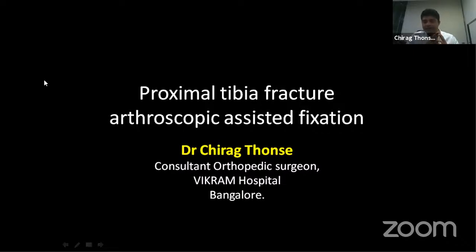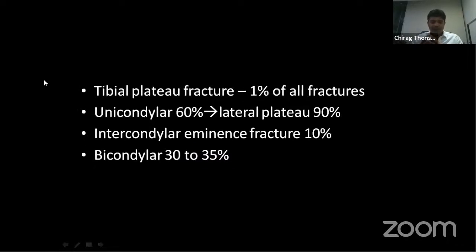A proximal tibial fracture, as we all know, let's look into the incidence of what kind of injuries we see on a routine basis. A tibial plateau fracture accounts for 1% of all fractures in the body, and out of that, about 60% are unicondylar fractures, and out of these unicondylar fractures, about 90% are lateral tibial plateau fractures. The intercondylar eminence avulsion fractures account for about 10% of these proximal tibial fractures, and the bicondylar fractures account for about 30 to 35% of tibial plateau injuries.